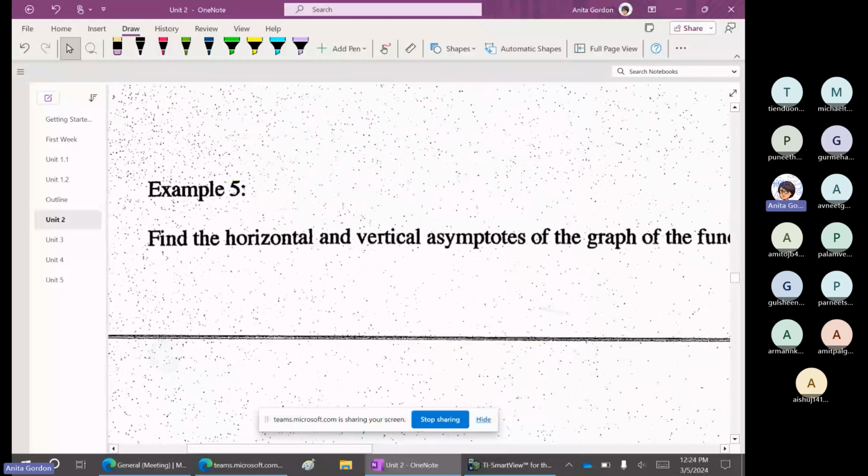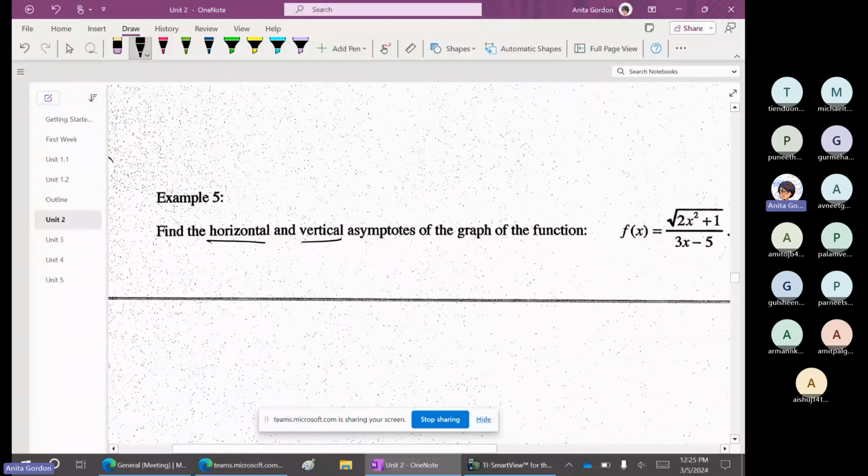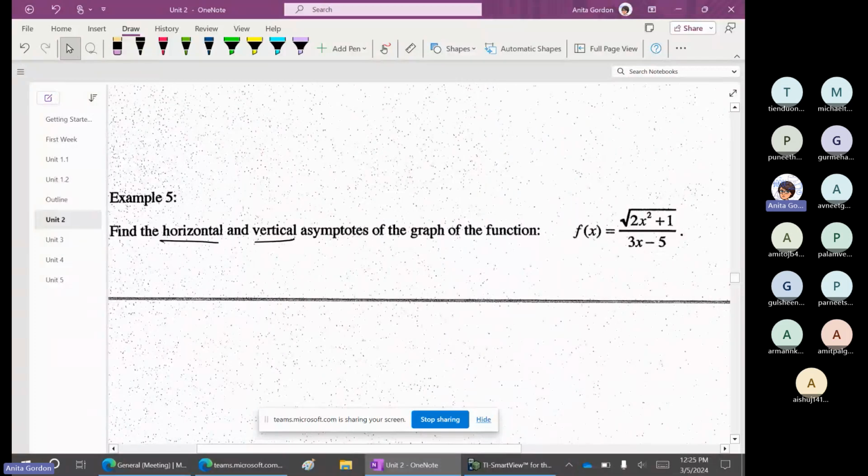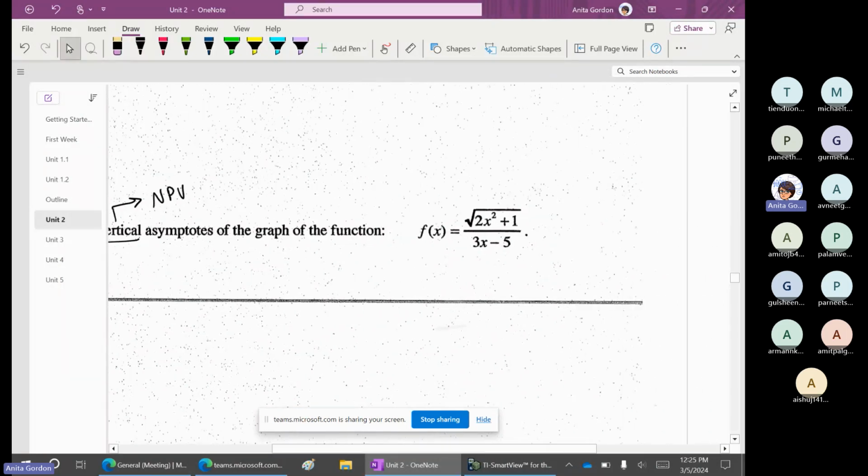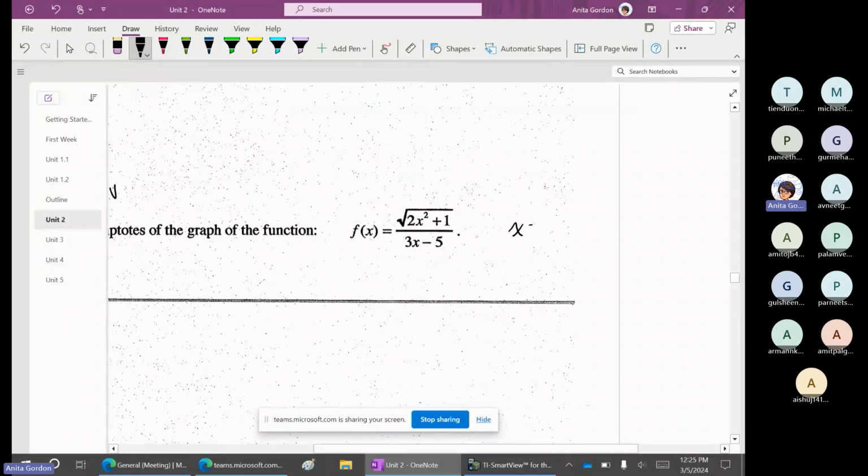Find the horizontal and vertical asymptotes of the graph given this function. Remember that vertical are non-permissible values and horizontal is the limit as x goes to infinity. I wrote it and then said the wrong thing. Okay, so we're going to do two different things here. Let's take a look at the function. What is my restriction? x cannot be 5 over 3. This represents a vertical asymptote because I cannot approach that point.